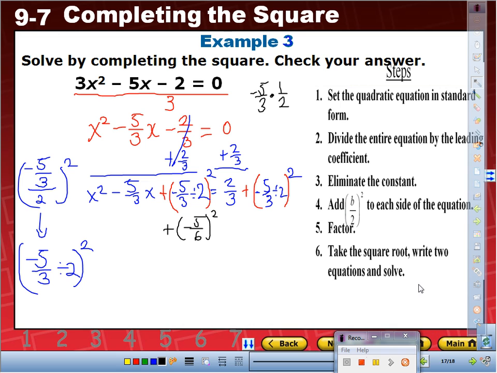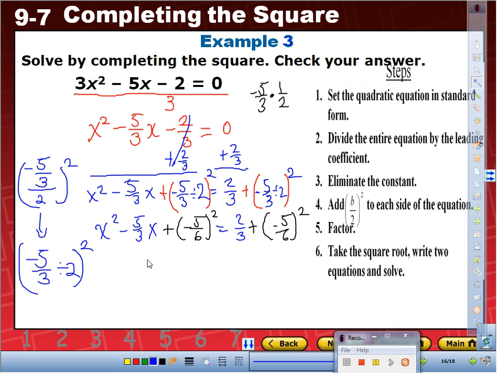All right. So let me go back to here. So this becomes plus negative 5 over 6 squared. Like I said, these have a lot of concepts, and you guys really need to be on your toes with these. x squared minus 5 over 3x equals 2/3 plus that. All right? So far, so good?